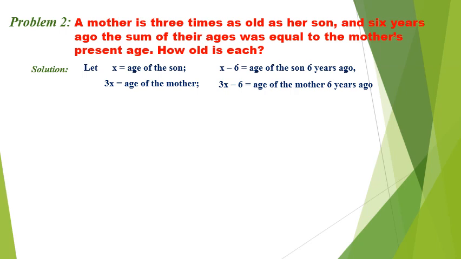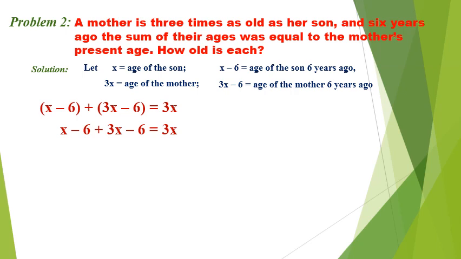After analyzing the problem, we come up with this equation. x minus 6 plus 3x minus 6 is equal to 3x, which also means that the age of the son 6 years ago plus the age of the mother 6 years ago is equal to the mother's present age, which is 3 times as old as her son.